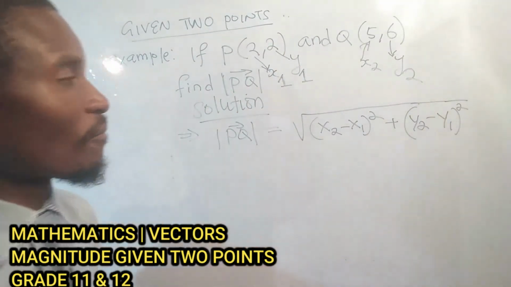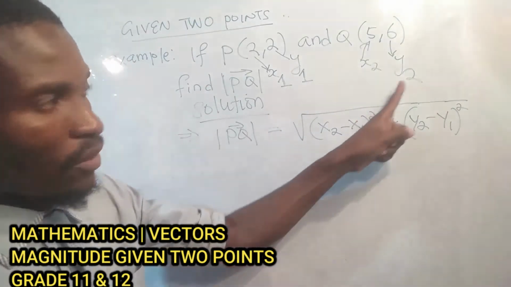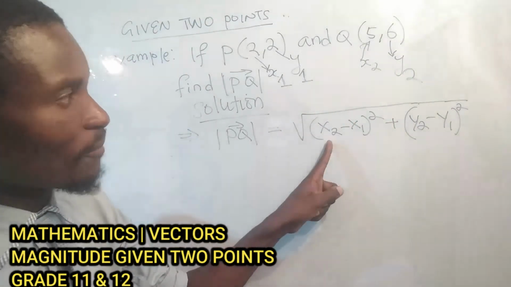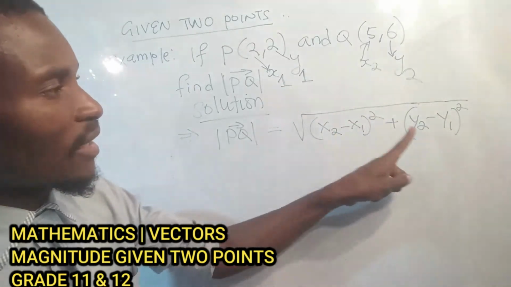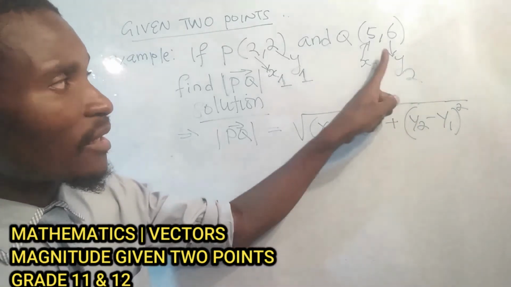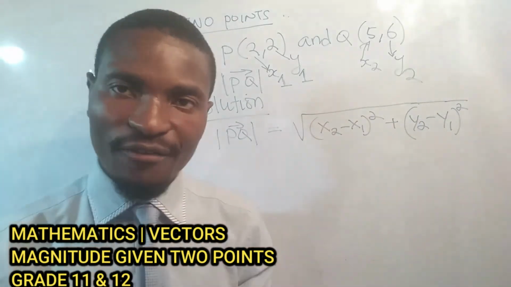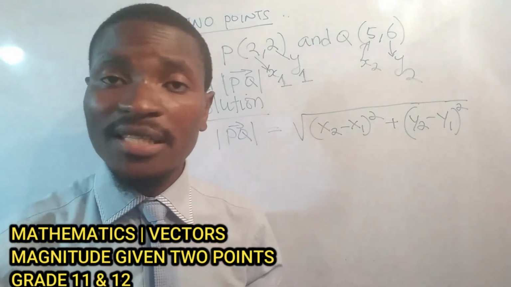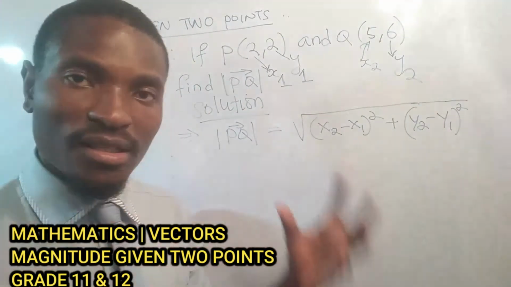Okay, so now, without wasting much of the time, in x2 we are going to put this one there, and then x1 we get this one, put it there, and then y2 we get this 6, put it there, and then y1 we get that one and put it there. All we have to do now is just a matter of simplifying whatever is within the square root.